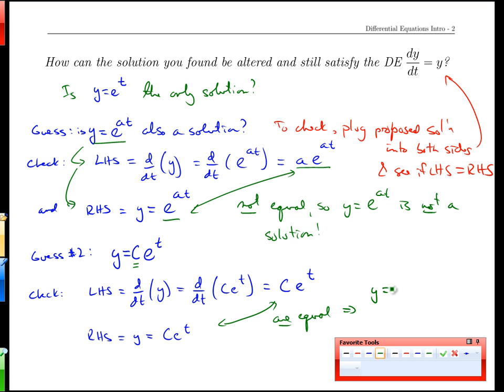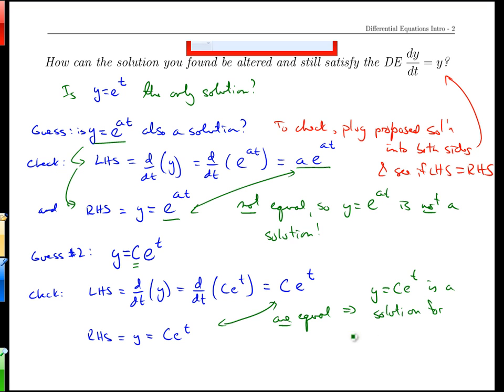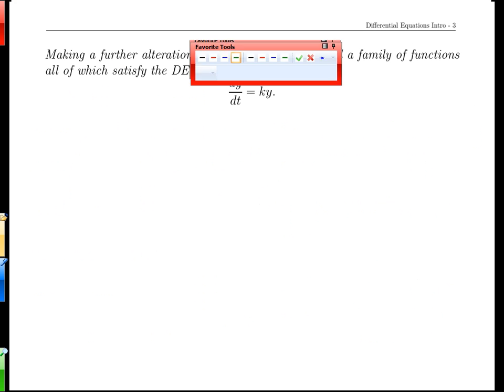which tells us that y equals c e to the t is a solution, and even more importantly, for any value of c, we will have a solution. So this would be what we call a general solution, not just the exponential, but a constant times the exponential will satisfy that equation. All right, think about that for a bit. We'll move forward and see where we can get.